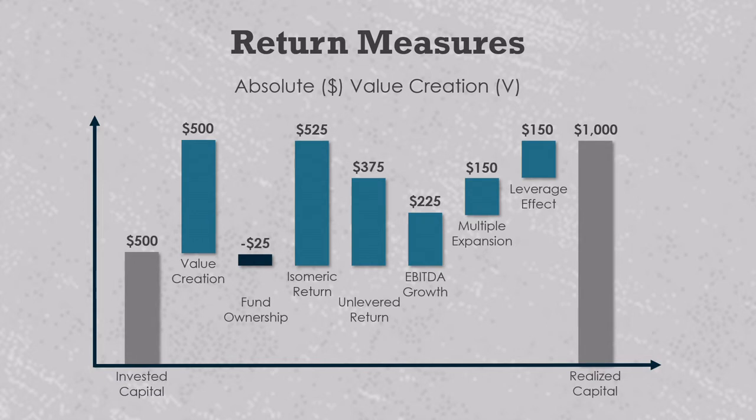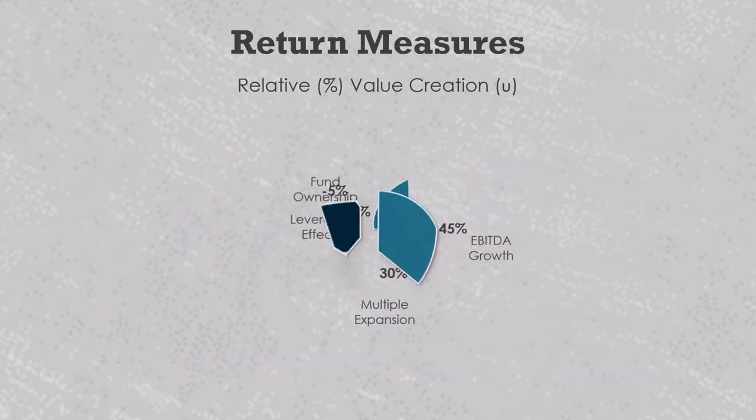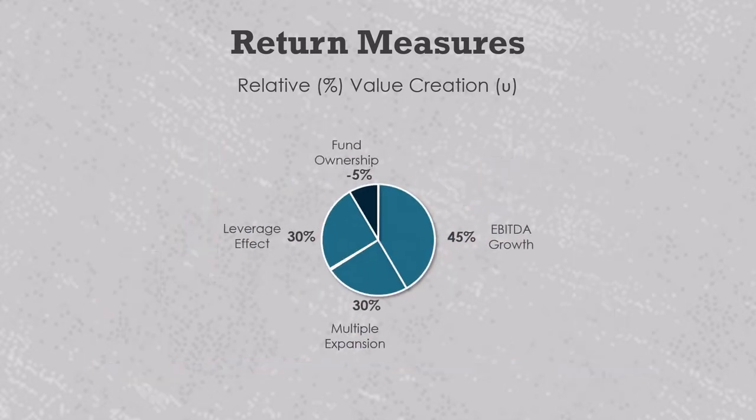Now, that's not the only way to rescale the absolute value creation chart. We can also divide everything by equity value change, or the difference between invested and realized capital. In this domain, value creation is always 100%, and the value drivers always sum to this number. This is basically taking a pie chart view of value creation like we see here.